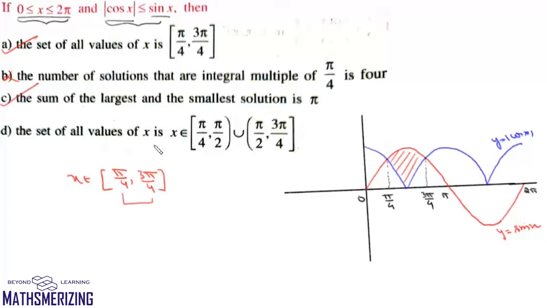And option D, the set of all values of x is from pi by 4 to 3 pi by 4 except pi by 2. But even if we put pi by 2, cos pi by 2 is 0, sin pi by 2 is 1. So then again this inequality is satisfied. So option D is incorrect. So the answer to this question is option A and option C.